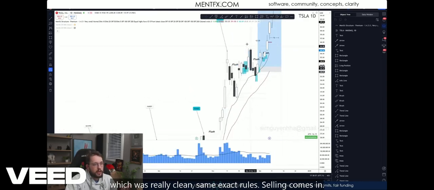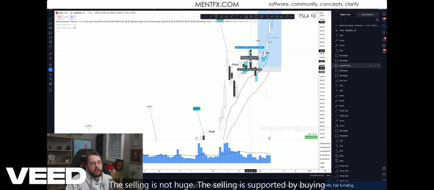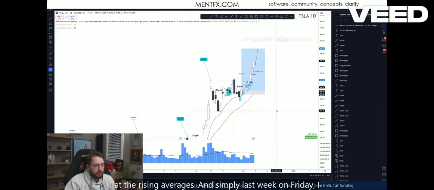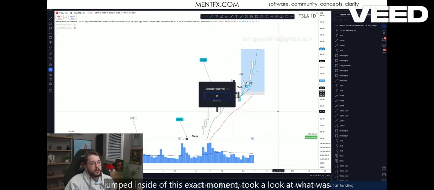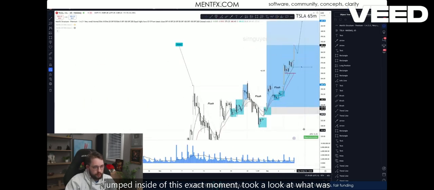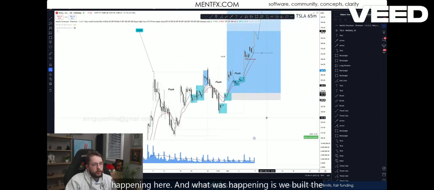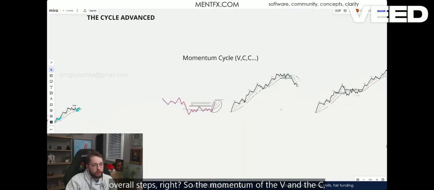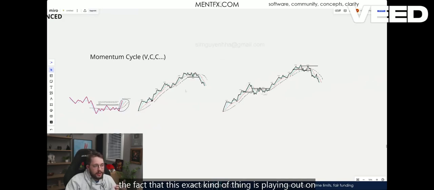Same exact rules. Selling comes in. The selling is not huge. The selling is supported by buying at the rising averages. And simply, last week on Friday, I jumped inside of this exact moment and took a look at what was happening here. We built the accumulation MBs, and those accumulation MBs were worth the overall steps, so the momentum cycles across the V and the C.